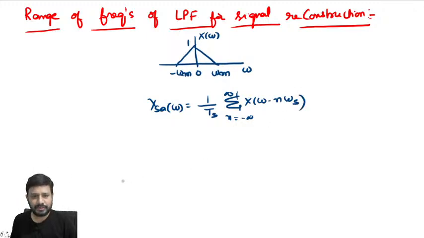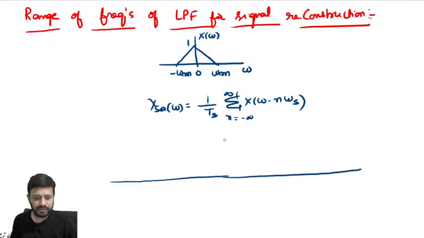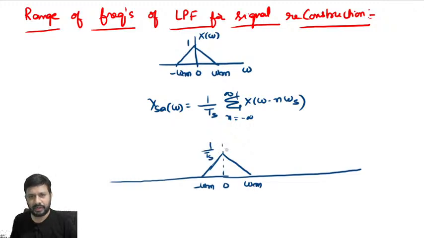Now how to draw the sample spectrum? Give different values of n. What happens if I substitute n is equal to 0? I will get the original spectrum, which is from minus omega m to omega m, weighted by 1 by Ts. What happens if I substitute n is equal to 1? X of omega minus omega s. I am considering oversampling. Oversampling means what? Omega s greater than 2 omega m.